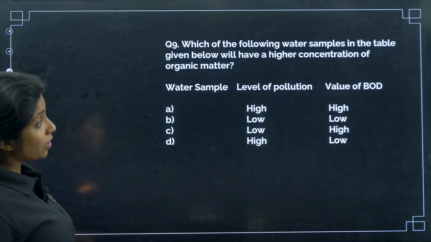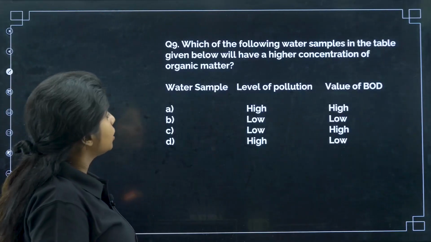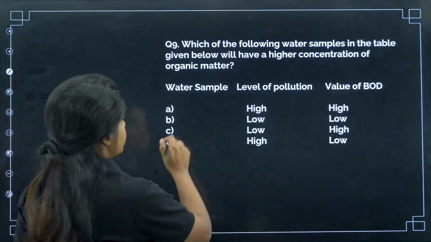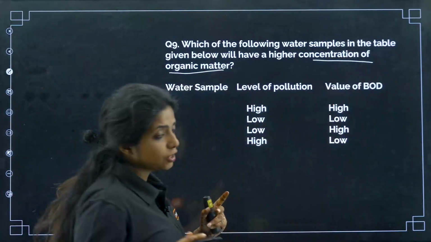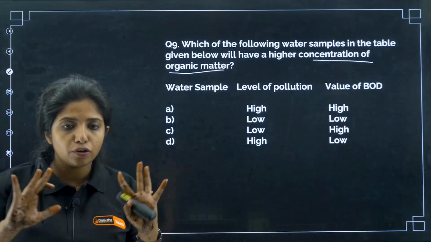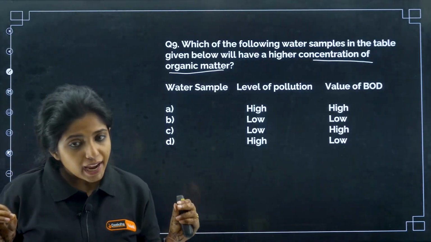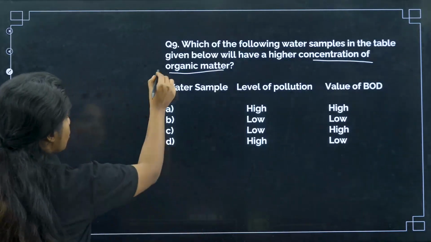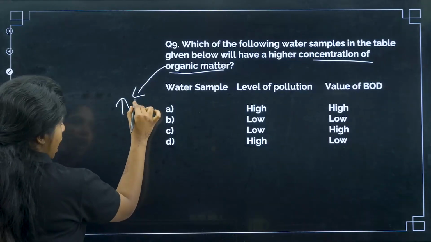Which of the following water samples in the table given below will have higher concentration of organic matter? My dear children, organic matter, is it good over here? No, it is a bad cop over here. So high organic matter means you are talking about a high amount of pollution. Please understand that.